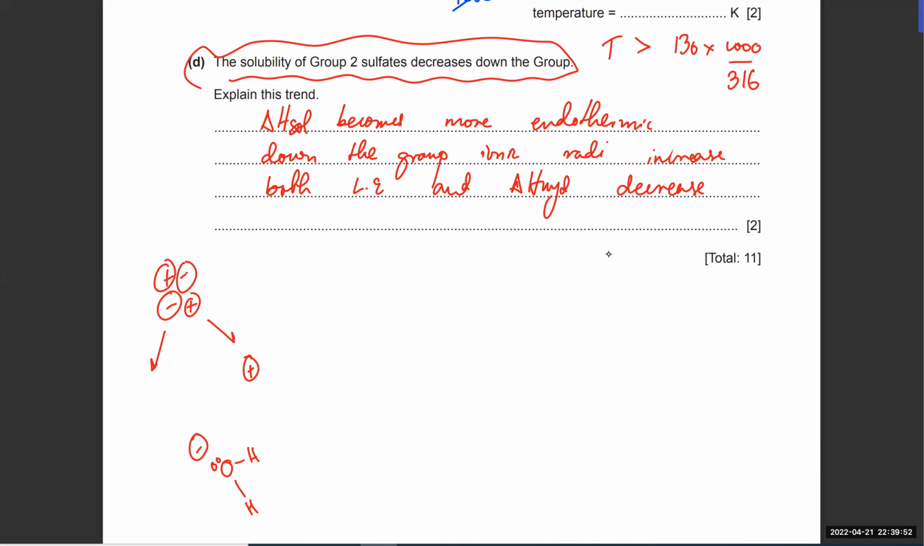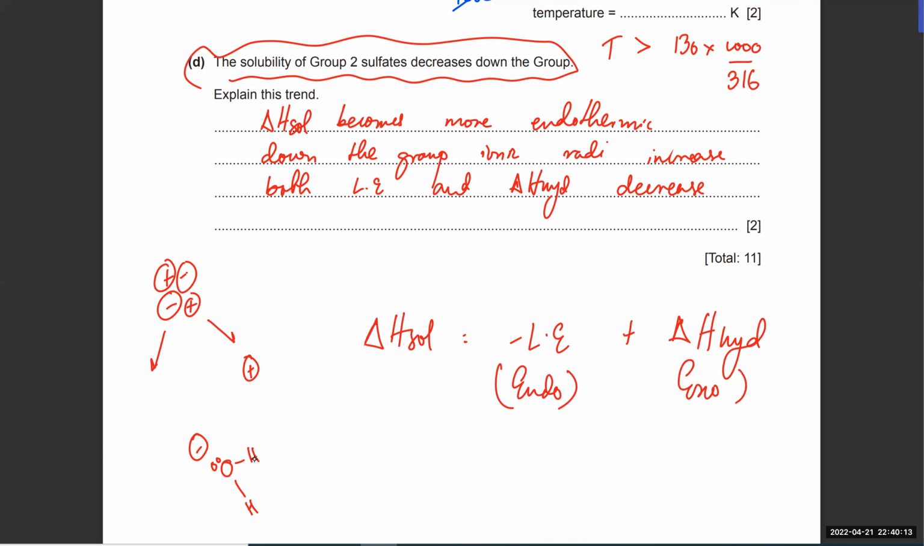But enthalpy of solution is basically what? It's the sum of the 2 things. You're breaking the lattice, that's the negative of lattice energy. That part is actually endothermic. And then you're forming bonds with water molecules. That is enthalpy change of hydration. Since you're forming bonds, that part is exothermic. So if the overall thing is becoming endothermic, that means the endothermic term is bigger compared to the exothermic term.